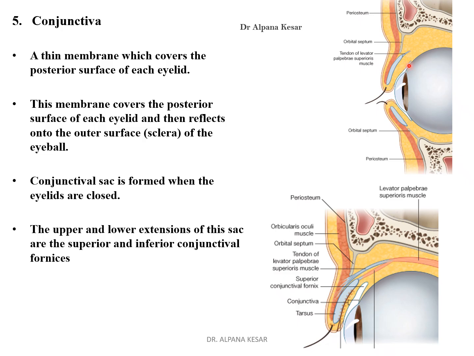Conjunctiva. Conjunctiva is a thin membrane that covers the posterior surface of the eyelids. After covering the posterior surface of the eyelids, the conjunctiva reflects on to the outer surface of the sclera of the eyeball. The conjunctival sac is formed when the eyelids are closed. The upper and the lower extensions, that is this and this, of the conjunctival sac is called the superior conjunctival fornix, which is this, and the inferior conjunctival fornix, which is this.